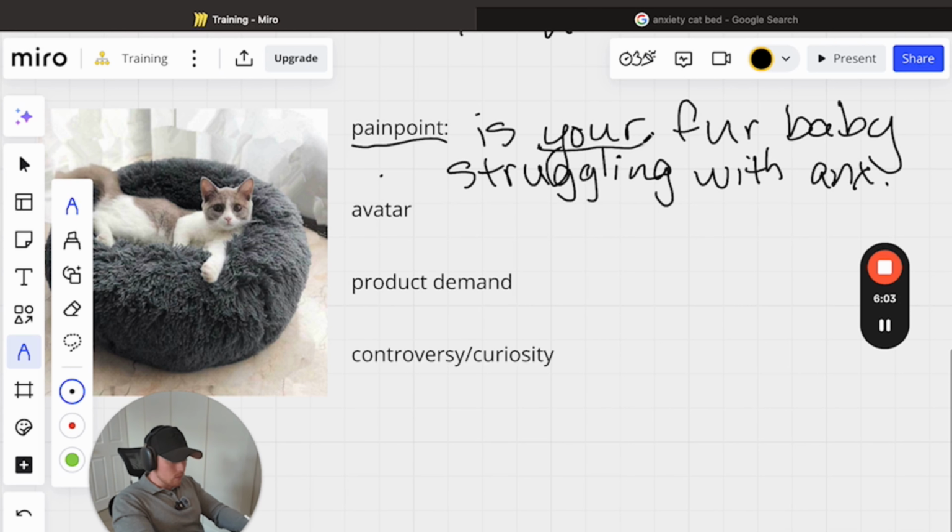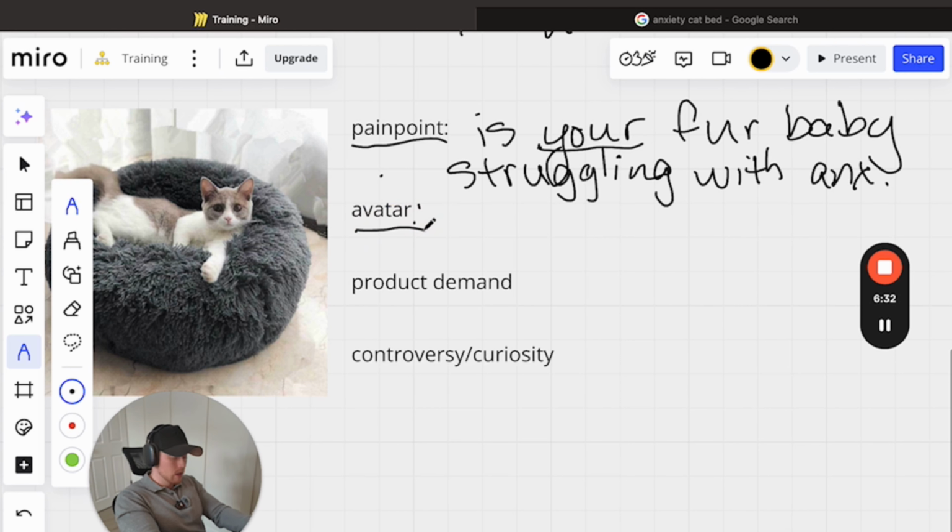But again, calling out the pain point is a really effective way of using headlines, and basically just putting it out there and connecting to that person based on that pain point so that they go, oh, definitely my little cat Joey is struggling with anxiety. It tailors to them on a personal level and sparks that curiosity and attention. The other one is going based on avatar, right?